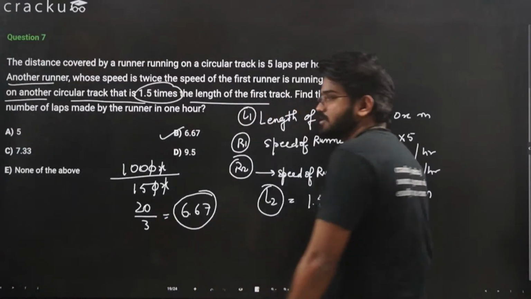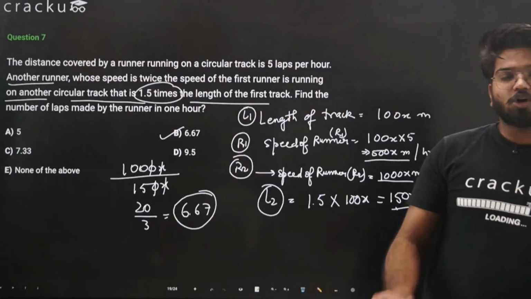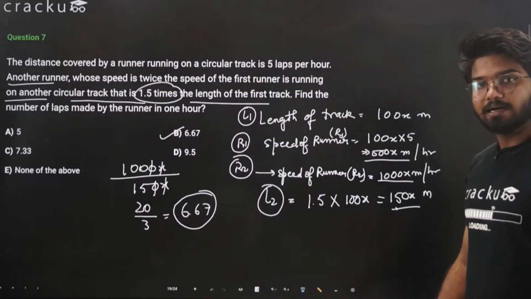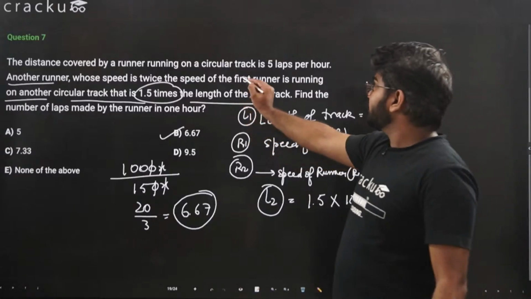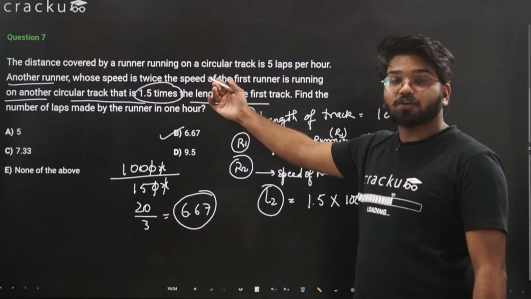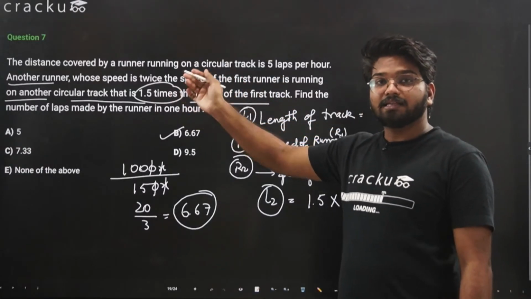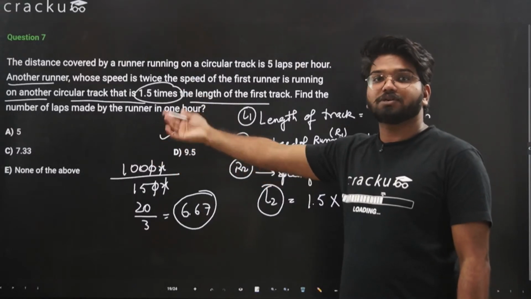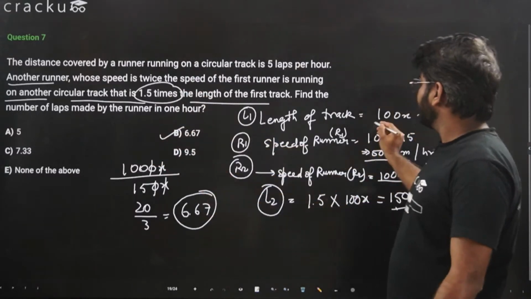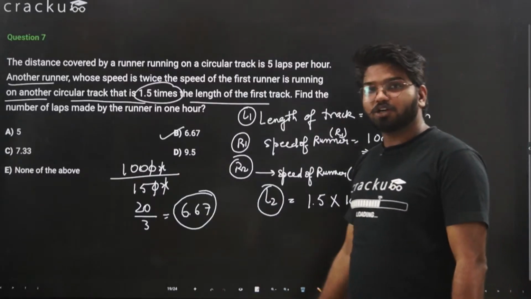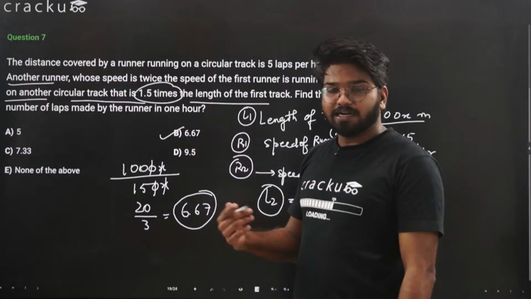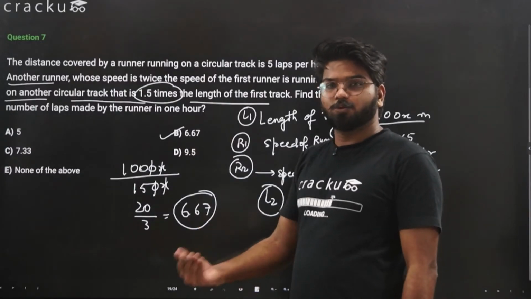In all such cases, when you are not given the length, you can always assume. And such questions are always relatable. You are not given the length of the first track, but given that the second is 1.5 times of the first one. So you can always assume that okay, this is 100x and the second one is 150x and all. It will make your calculation and understanding of the question more smooth.